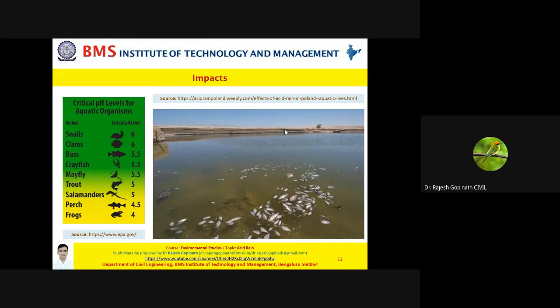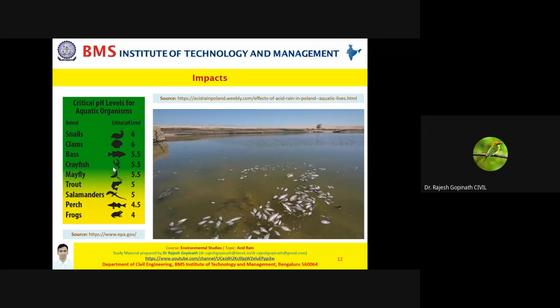When the pH starts falling, one or the other species in your food chain will be affected. One or other species in your food web will be impacted, which means the entire ecosystem is going to collapse. But as you can see in the image on the left-hand side, different species have different tolerance levels. So let us say if the pH falls below 6, then the snails will be impacted. But species such as salamanders and frogs would somehow be stable. But let us say the pH falls below 5, then the salamanders would not be able to survive.